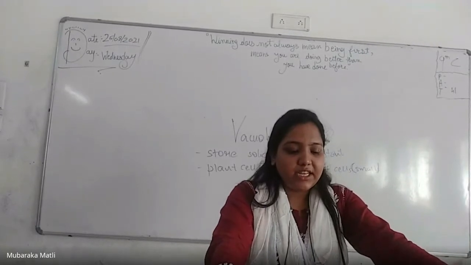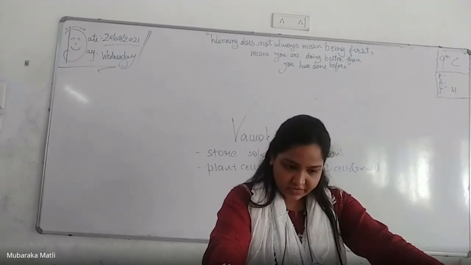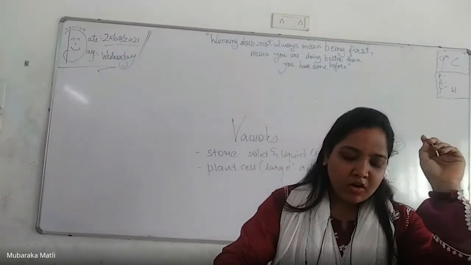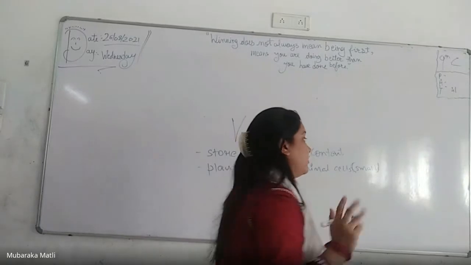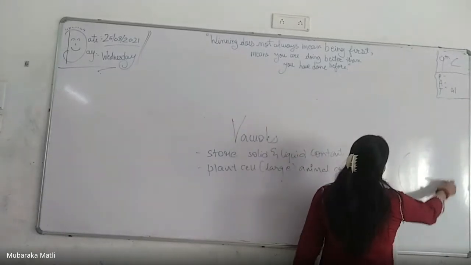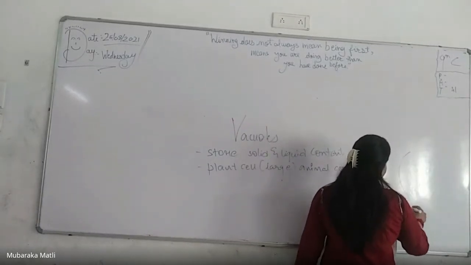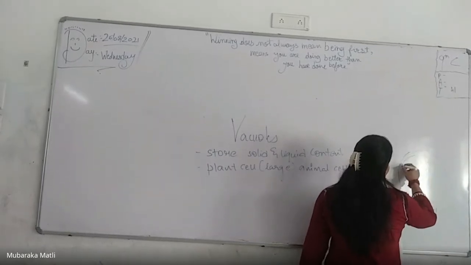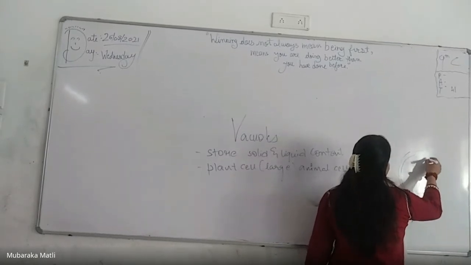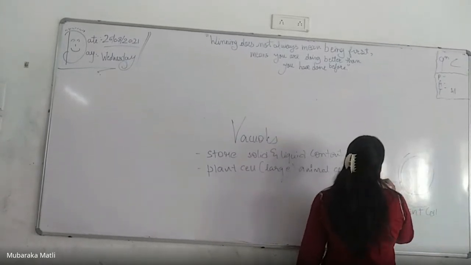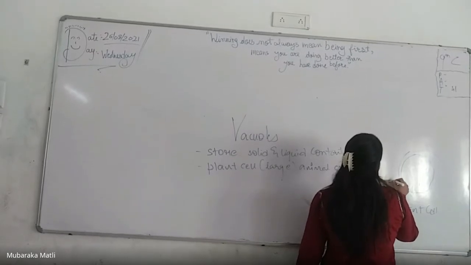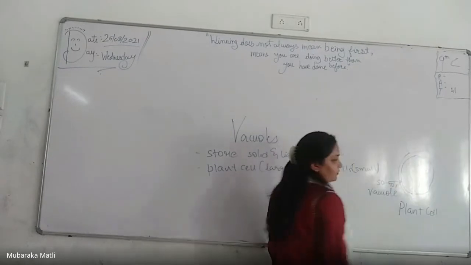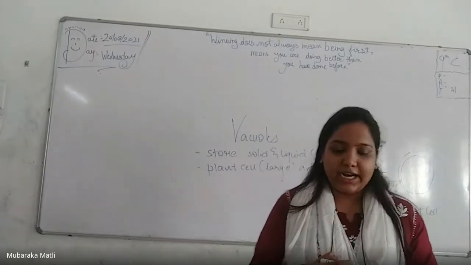Vacuoles are small sized in animals, while plant cells have very large vacuoles. The central vacuole of some plant cells may occupy 50 to 90% of the cell volume. For example, this is a plant cell. Vacuoles are so large in a plant cell that they occupy 50 to 90% of the cell volume. Understood? They are that large. Okay.